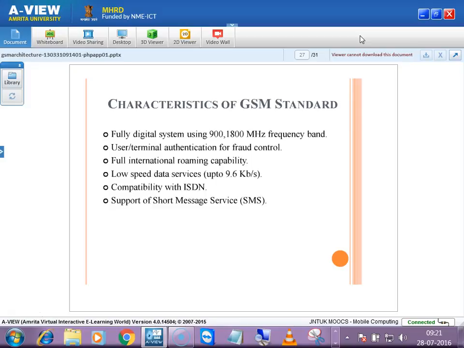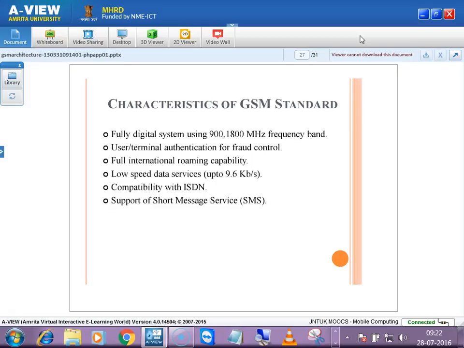Like full international roaming capability, even though you go to some other place, it will be working, and it will come under roam. Low speed data services. When compared with 1G, it has high speed data services. No, in 1G we are not at all having data services, right? 1G is only having analog modulation. In the sense, it is capable of transmitting only the analog signals.